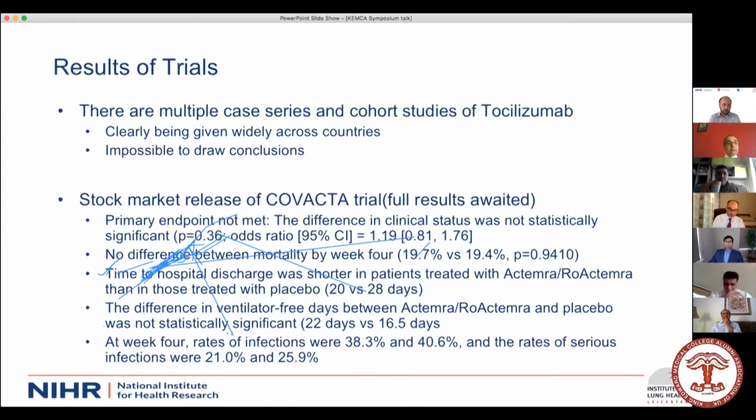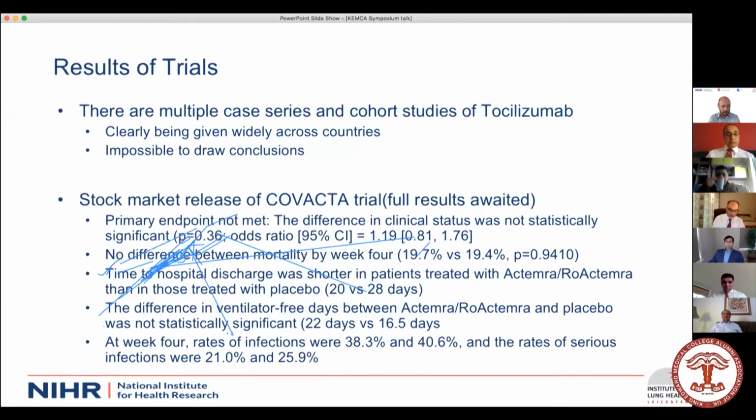So there are 2 or 3 trials of tocilizumab, and the results aren't yet out, but the COVACTA study, which is one of the largest randomized controlled trials going, the full trial results are awaited, but they have done a stock market release. So for those of you that are involved in commercial trials, you know that the companies will always release the headline figures to the stock market before published for licensing reasons.